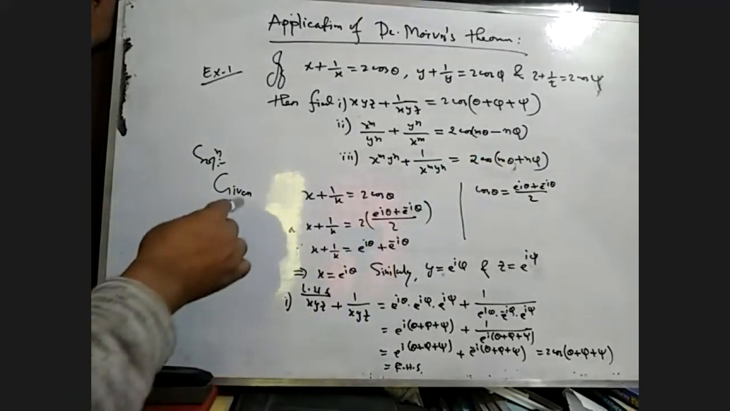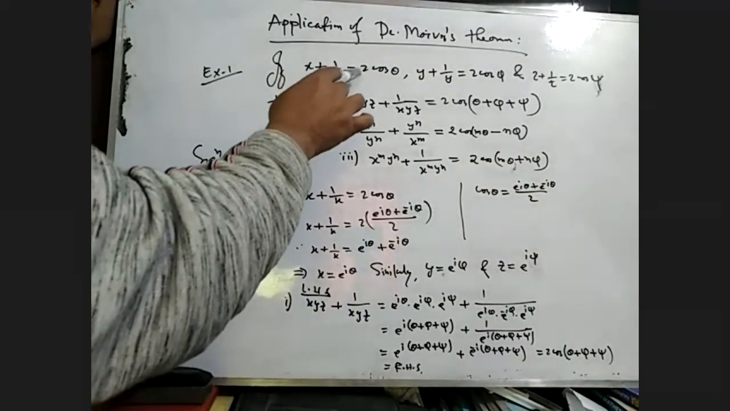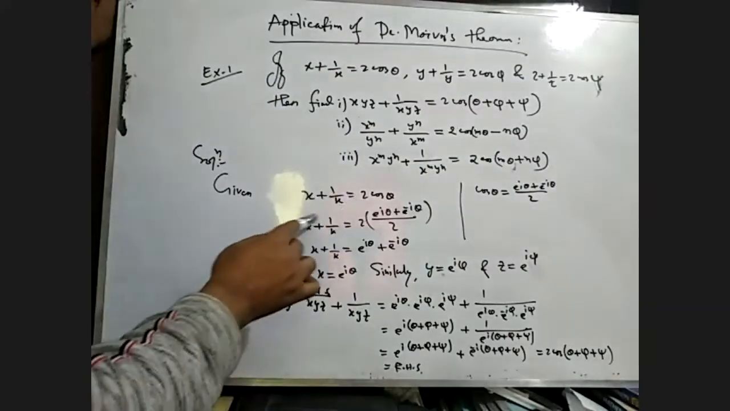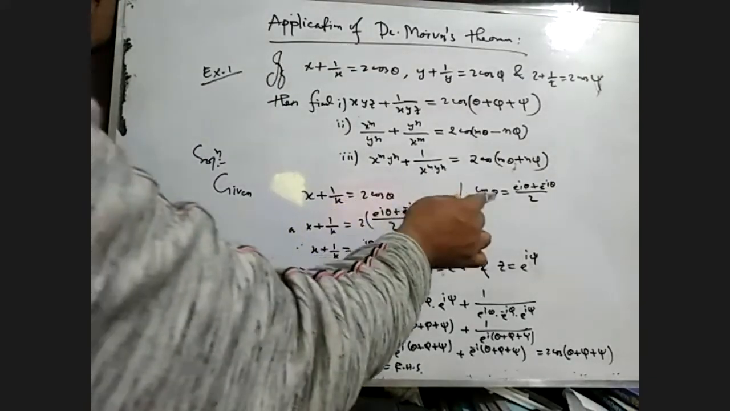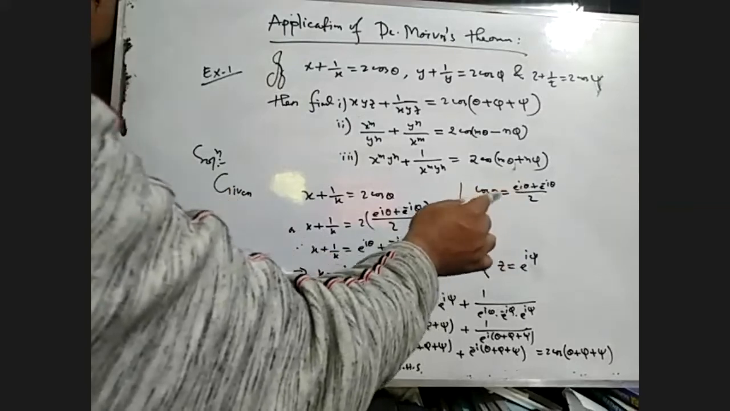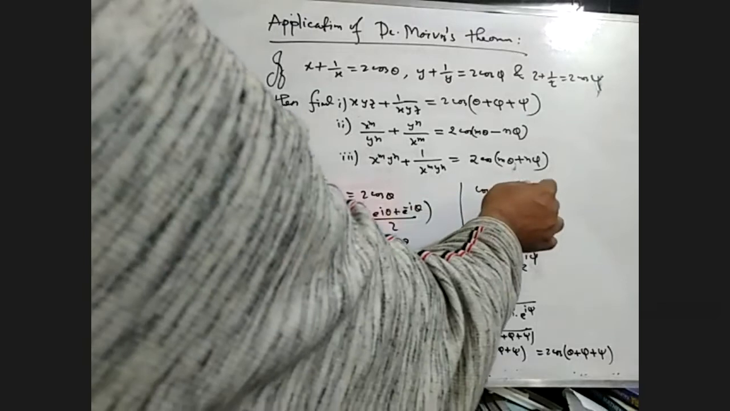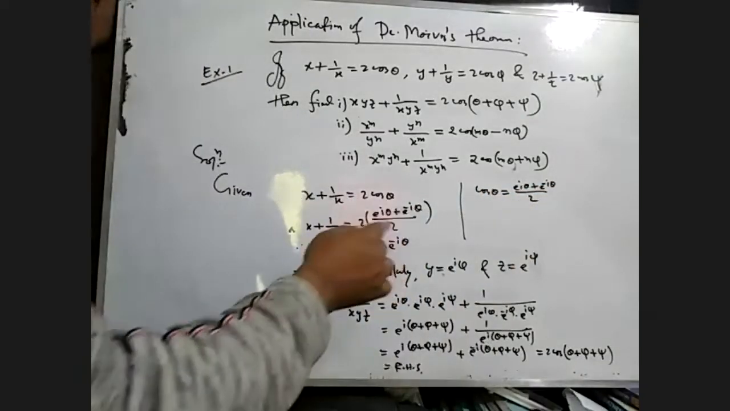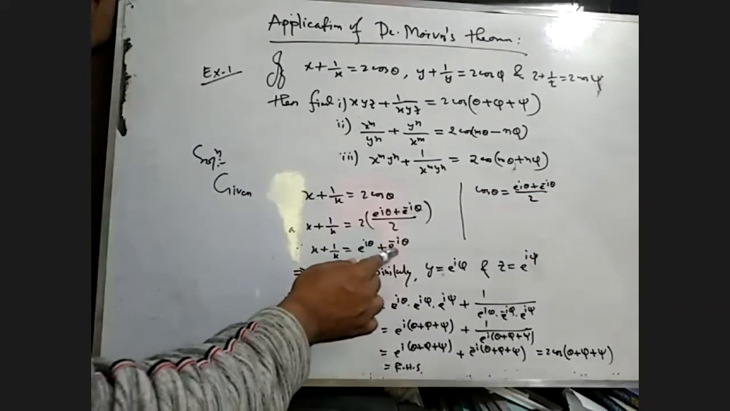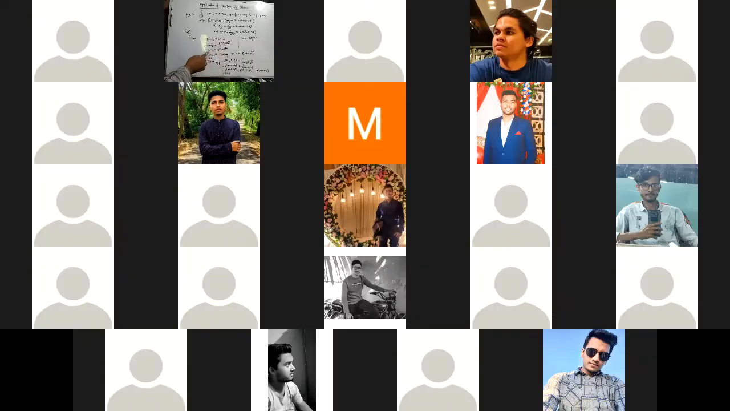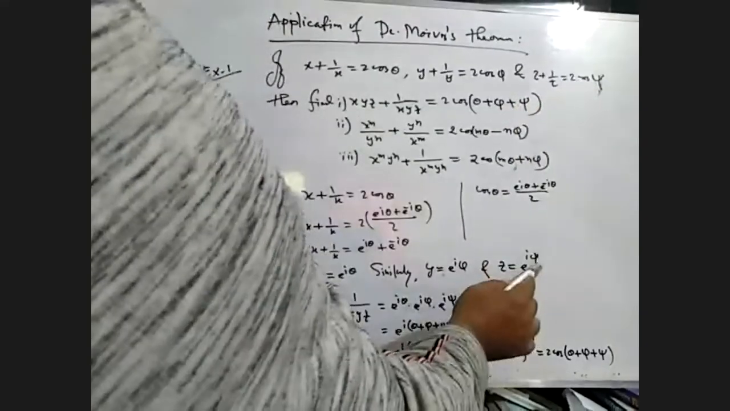Now from the given condition, x plus 1 by x equals twice cos theta. Just putting this formula, this is the relation between exponential function and trigonometric function: cos theta equals e to the power i theta plus e to the power minus i theta divided by 2. These 2 will be cancelled, so e to the power i theta plus 1 by e to the power i theta. So x equals e to the power i theta. Similarly, from the second condition, we get y equals e to the power i phi, and from the third condition, z equals e to the power i psi.